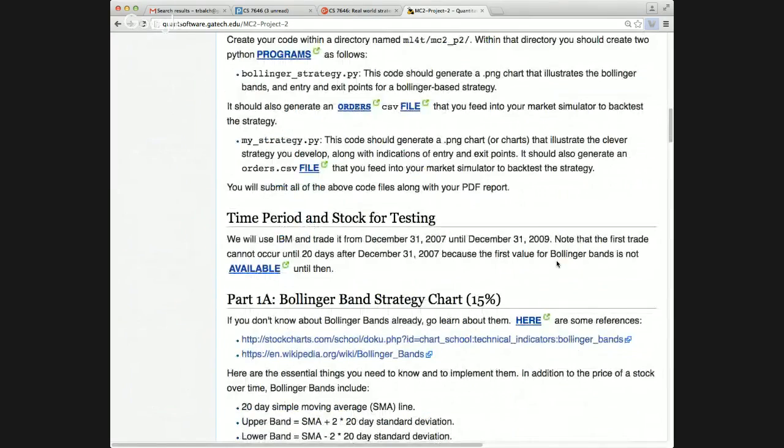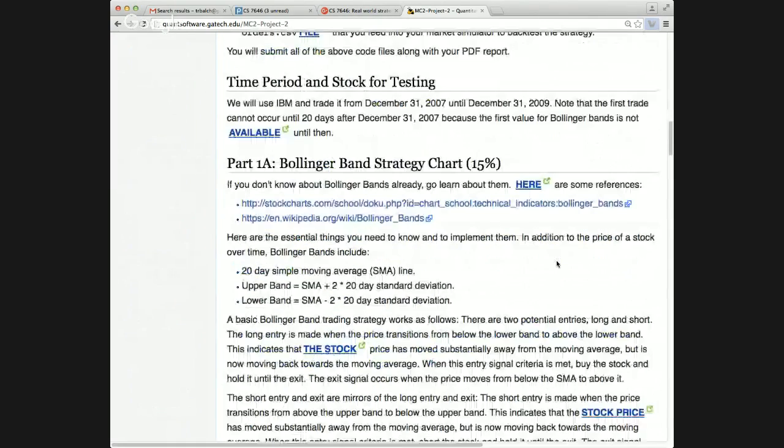Let's talk for a moment about the time period. We're using IBM only, and you can begin to trade as early as December 31, 2007 and go all the way to December 31, 2009. Now, classic Bollinger Bands take about 20 time periods before they can start working, so you shouldn't see any trades until after the first 20 days.